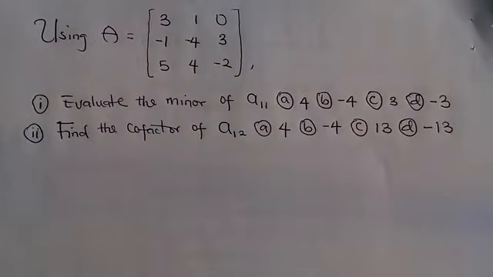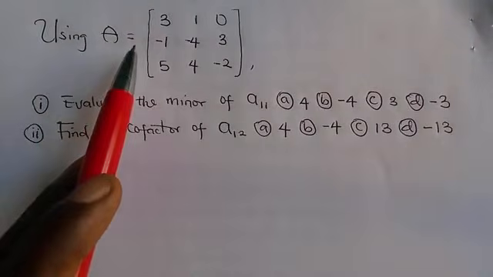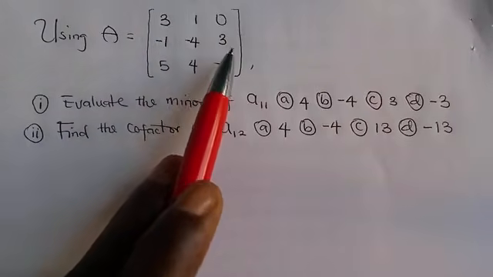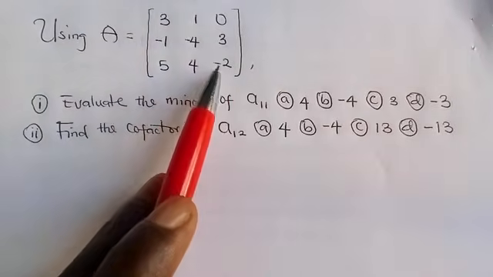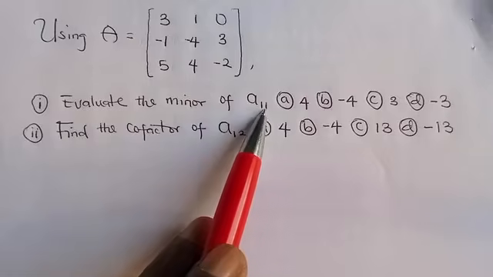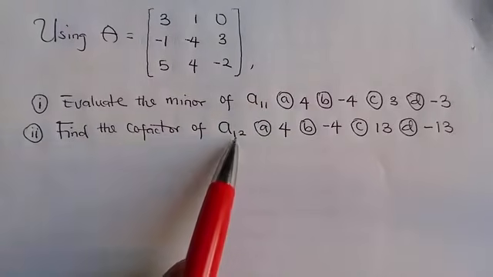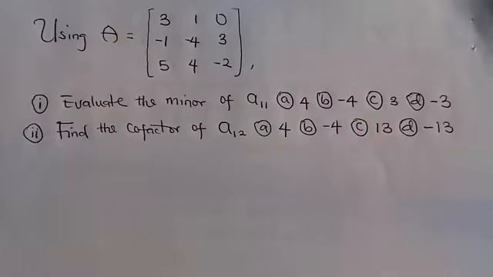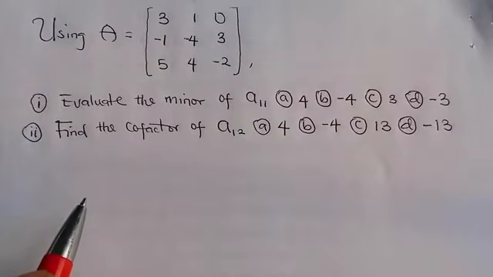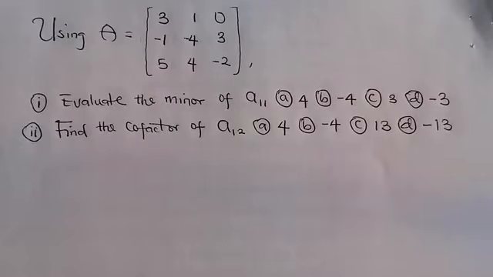The next question for us is, using matrix A equal to 3, 1, 0, minus 1, minus 4, 3, 5, 4, and minus 2. We are to evaluate the minor of A11 and then find the cofactor of A12. Now, the minor of a given entry is the determinant of the submatrix that remains after the row and the column of that given entry are deleted from the given matrix.